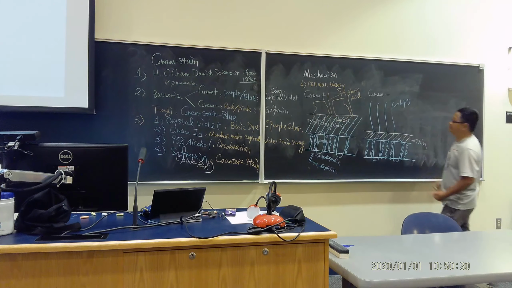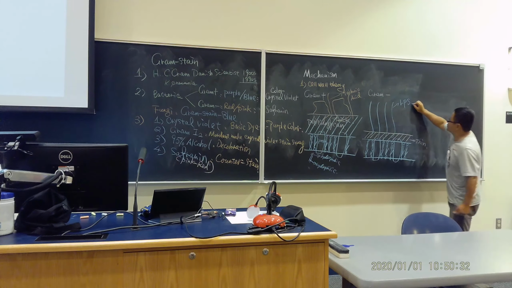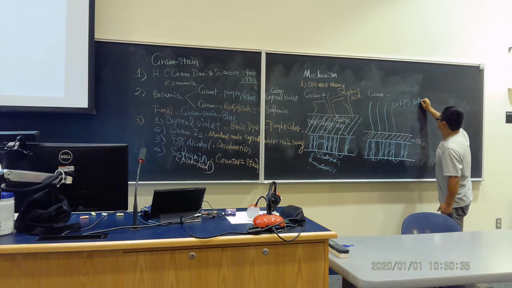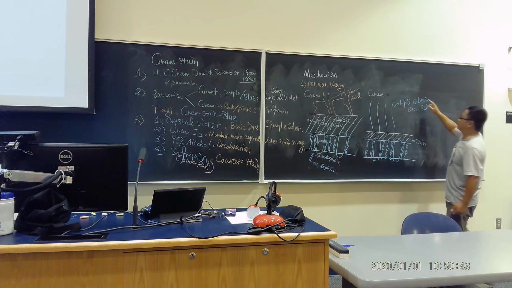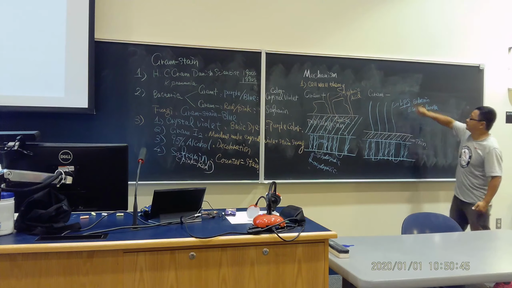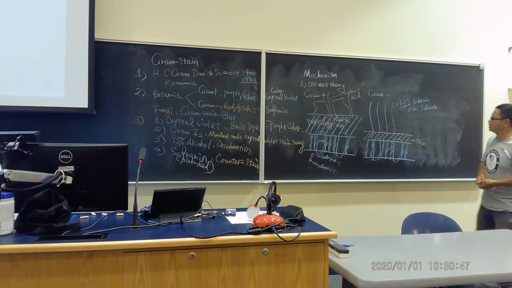LPS, lipopolysaccharides. These will generate endotoxins. That's why E. coli and Salmonella are a big problem, because they are coming from these lipopolysaccharides. I mentioned it right here. Okay, I'm going to talk about this later.